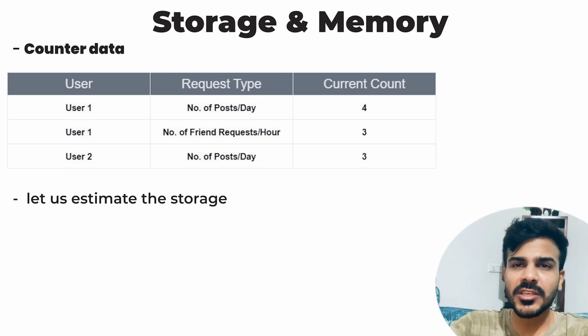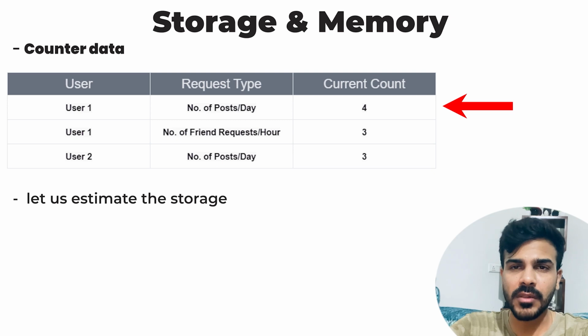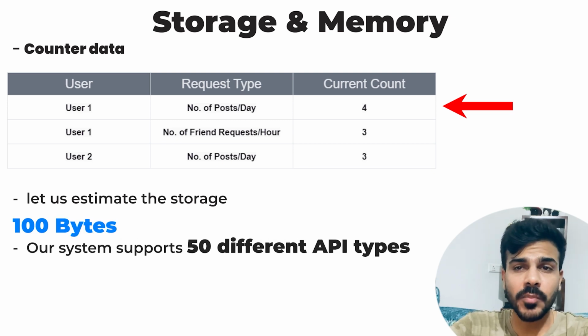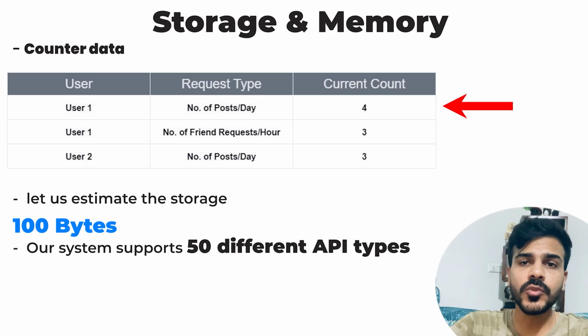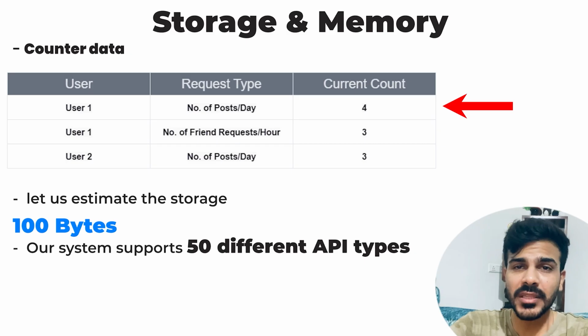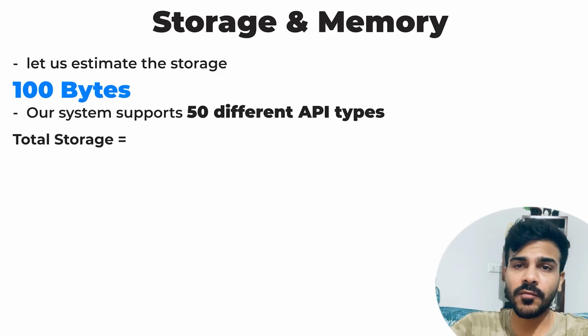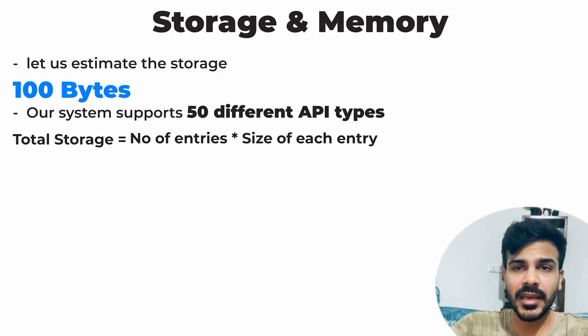Now, let us estimate the storage. Let's assume on average that one entry in the counter table requires 100 bytes of storage. Now suppose that our system supports 50 different API types or request types. Now for all of these request types, we have to store the counter data for every user. So for every user and for each type of request for that particular user, we need to store the current count. Using this, we can say that the total storage required would be the number of entries in this table multiplied by the size of each entry.